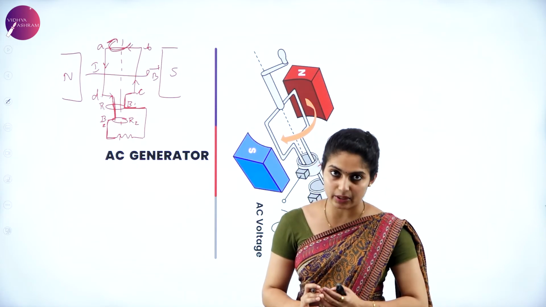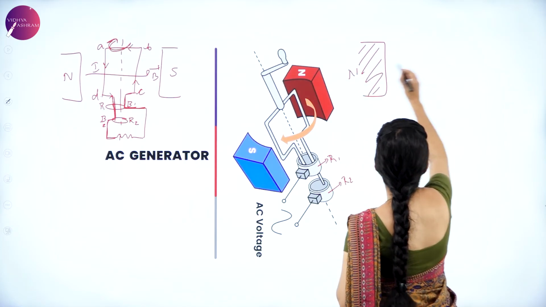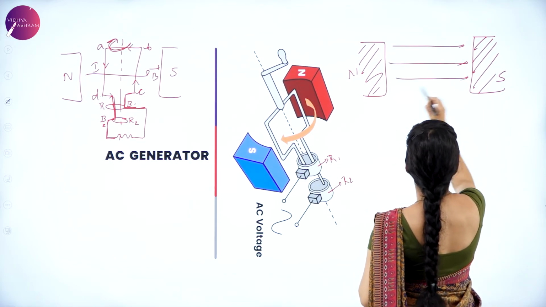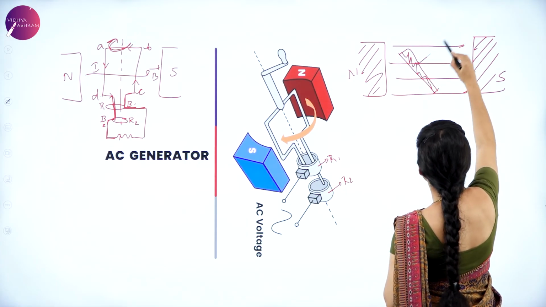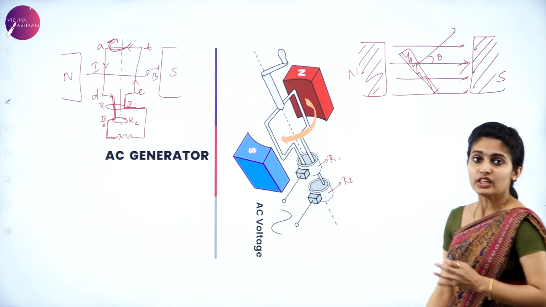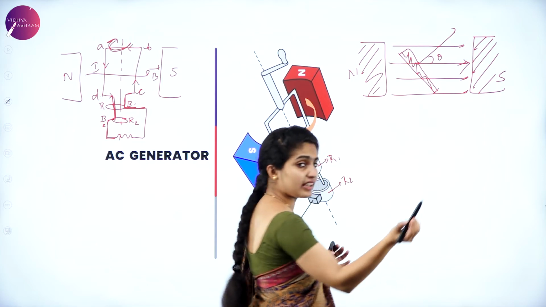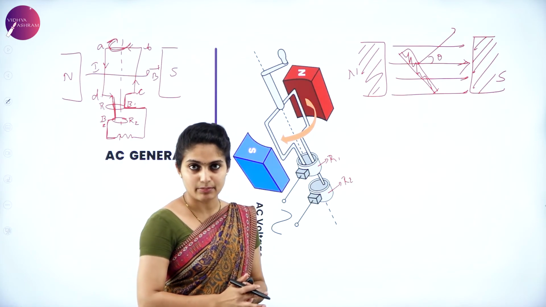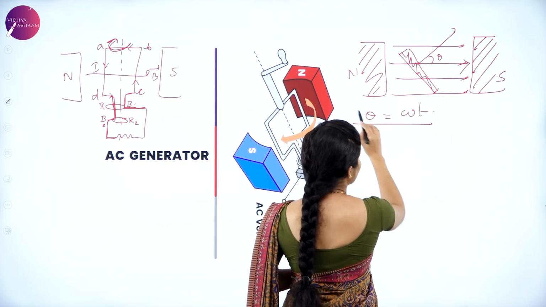Coming to the theoretical part, we have two poles, the North Pole and the South Pole, and the magnetic field lines pass between them. There is an armature rotating here, making an angle theta with respect to the magnetic field vector B. When the armature rotates, angular velocity is present. We know that velocity is displacement divided by time taken. The angle displaced is theta, so theta is equal to omega t.